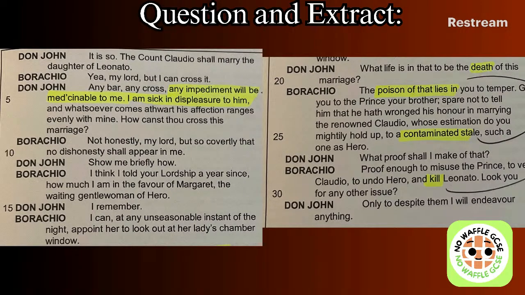And Don John says, "What proof shall I make of that?" So Barrachio says, "Proof enough to misuse the prince, to vex Claudio."